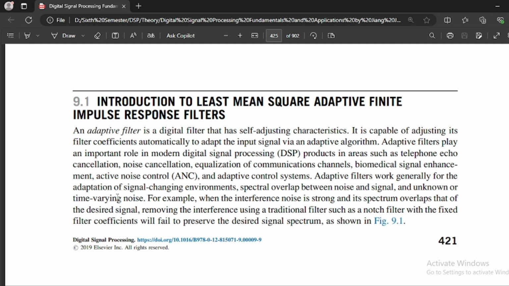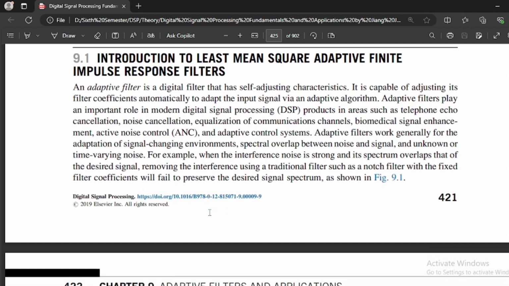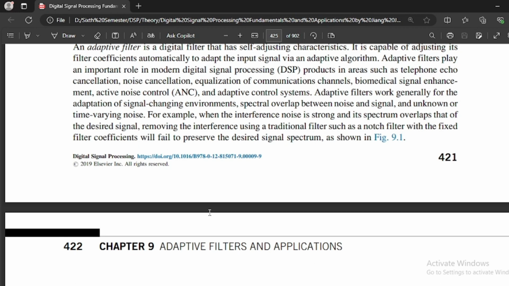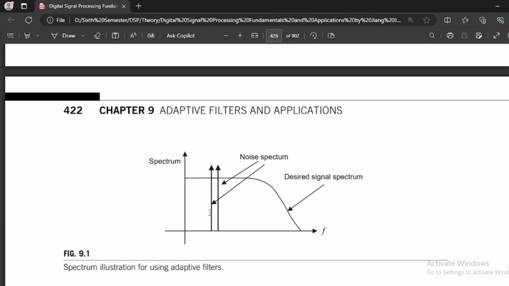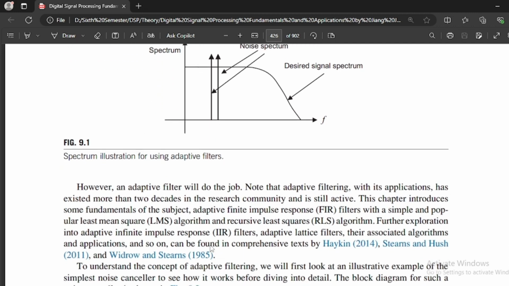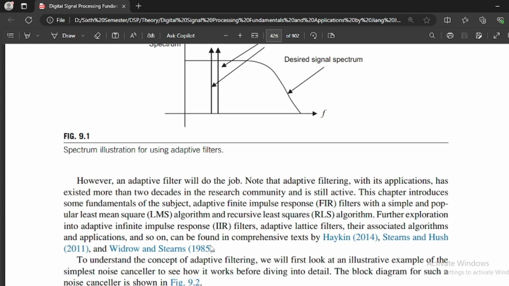Filters overlap between noise and the desired signal. For example, when the interference noise is strong, its spectrum overlaps that of the desired signal. Removing interference using traditional filters, such as a notch filter with fixed coefficients, is not effective. Here is a spectral illustration for using an adaptive filter. That's the noise spectrum, that's the desired signal spectrum. However, an adaptive filter will do the job.